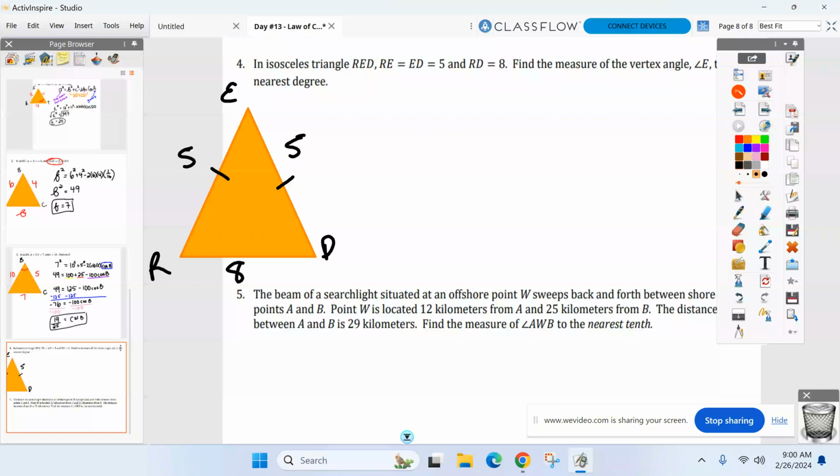And we're looking for angle E. What's angle E? Okay, which side are we going to start out with? 8 or one of the 5s? 8. It's across from the angle involved in the problem, right? Which is angle E. So 8 squared equals 5 squared plus 5 squared minus 2 times 5 times 5 cosine. I'm going to put an E here because that's the angle we're going to be looking for.